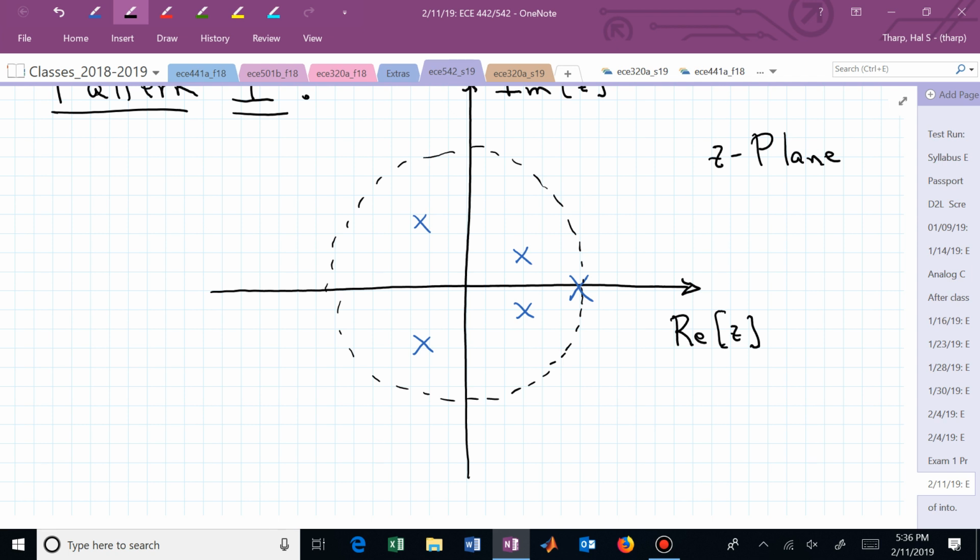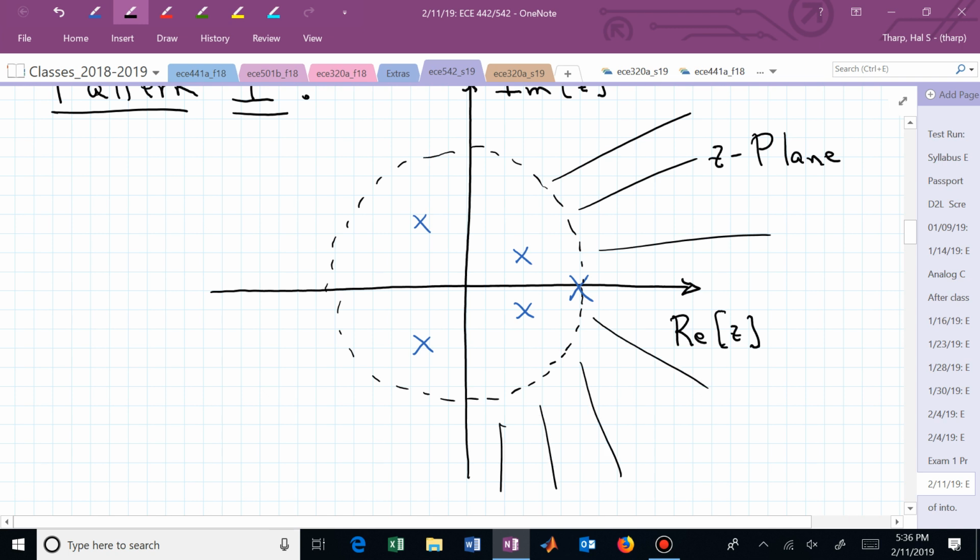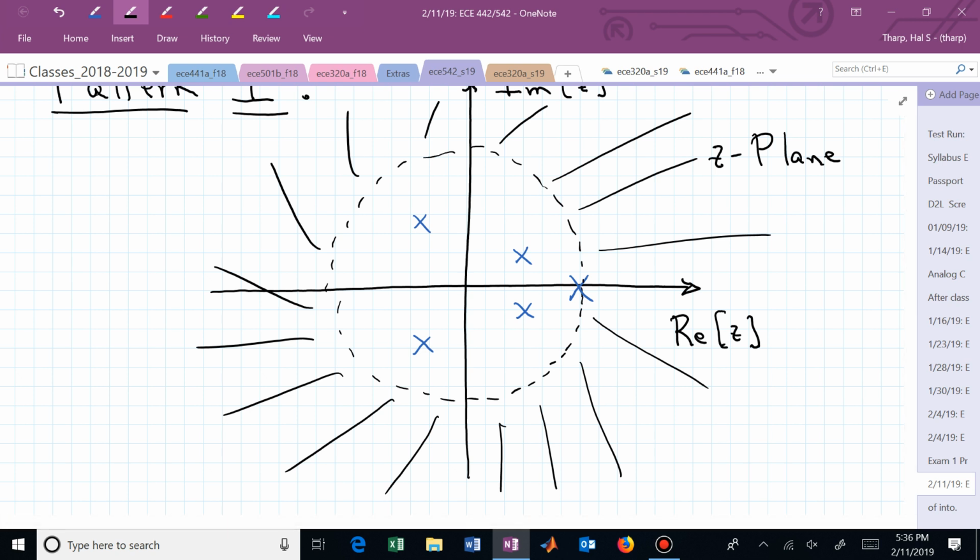And the region of convergence for pattern number 1 is beyond that dashed circle. That's the region of convergence, pattern number 1. It's the entire z-plane with a circle cut out of it. And inside, or interior to, that circle are all of the poles associated with the signal or with the system.